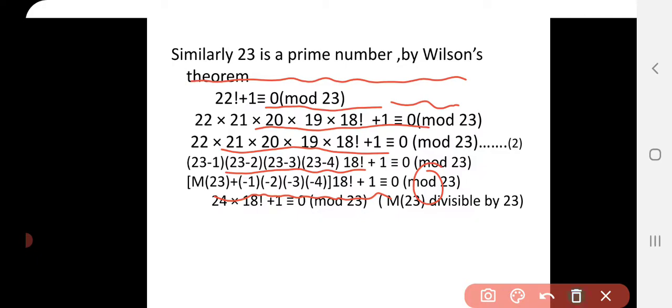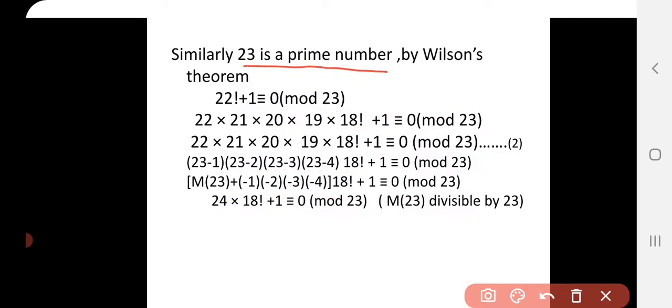Now similarly, 23 is also a prime number. By Wilson's theorem we can write 22 factorial plus 1 is congruent to 0 mod 23. So 22 factorial can be written as 22 times 21 times 20 times 19 times 18 factorial, plus 1 is congruent to 0 mod 23. Call it equation 2.